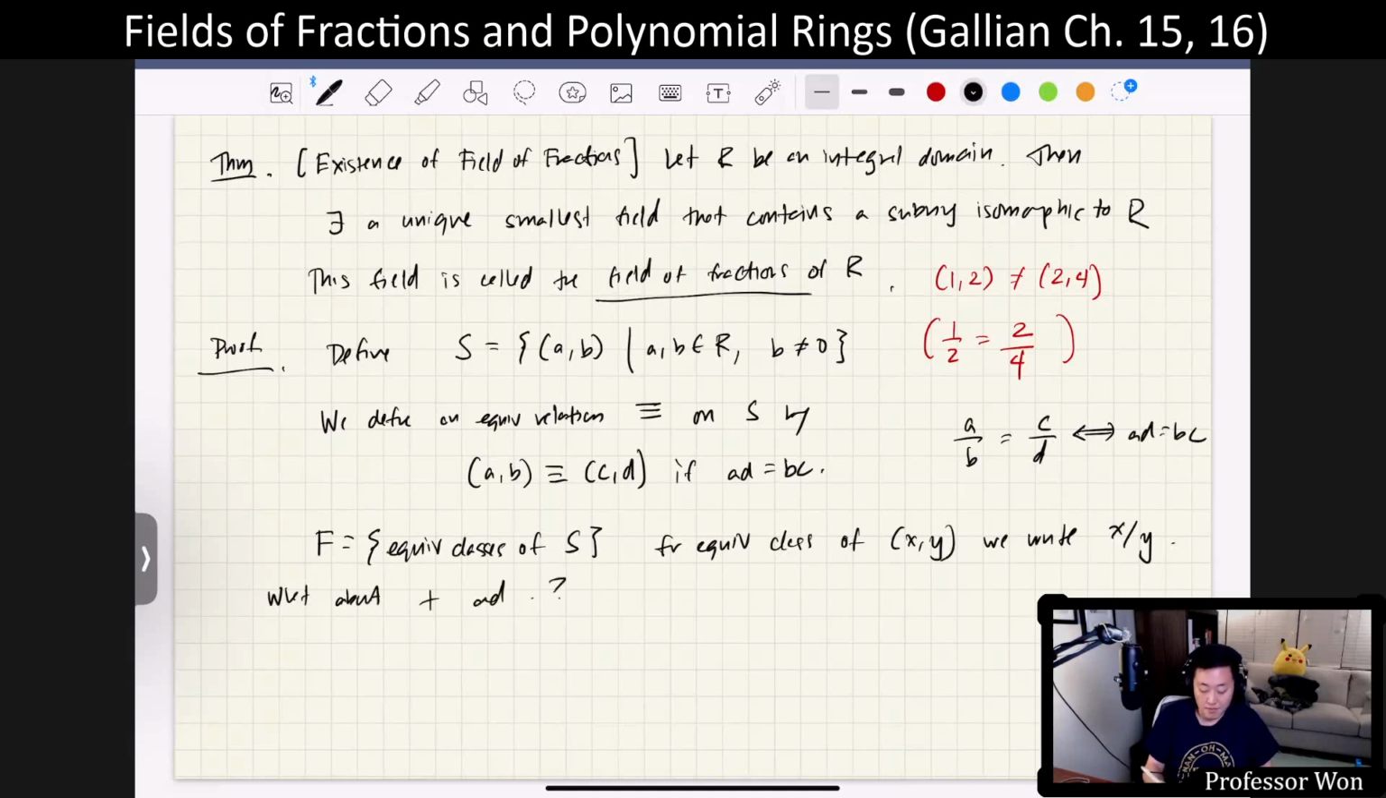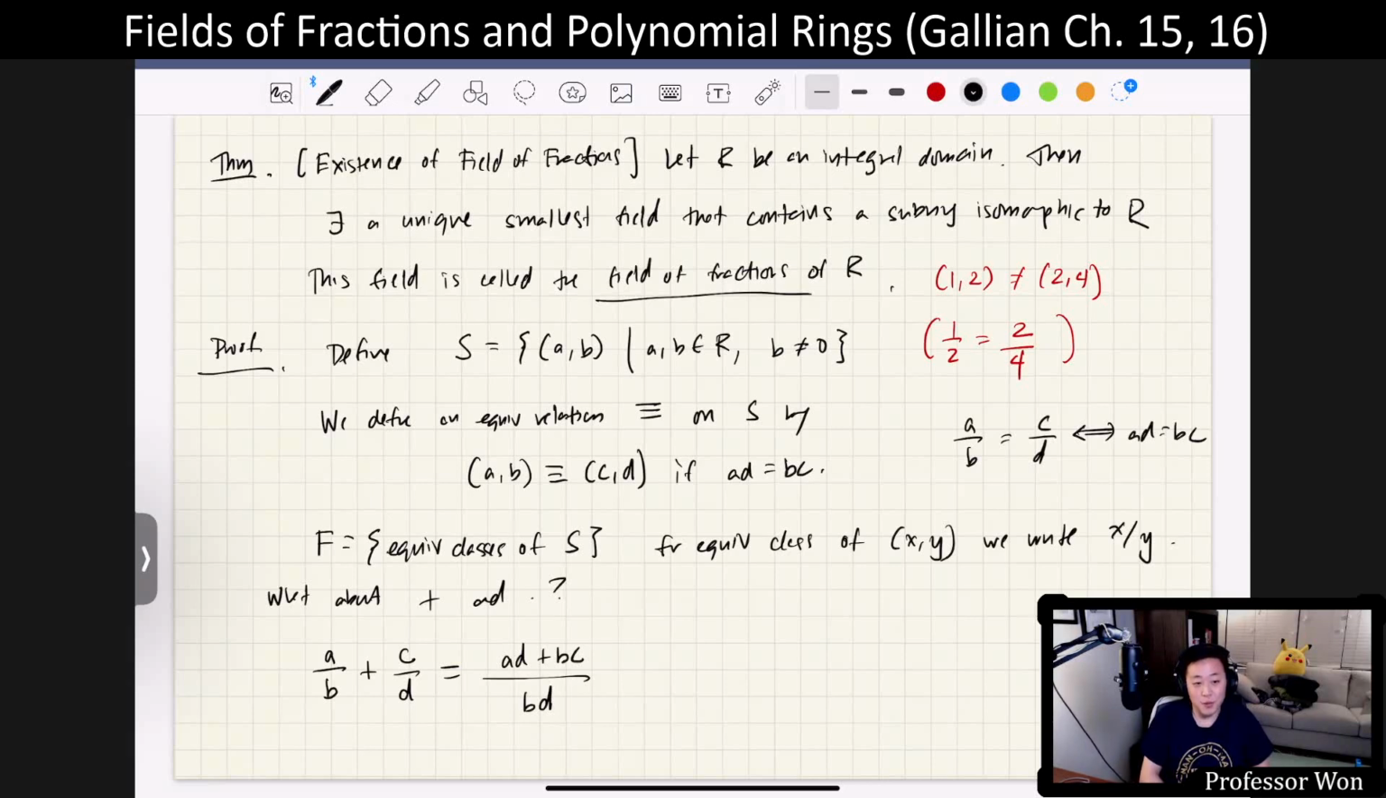Well, we're going to take a note from how we do it for the rational numbers. If I take one equivalence class, A over B, and add it to another equivalence class, C over D, every Russian schoolboy could tell you that this is AD plus BC over BD, just by getting a common denominator. Now what we need to show eventually is that this definition is well defined.